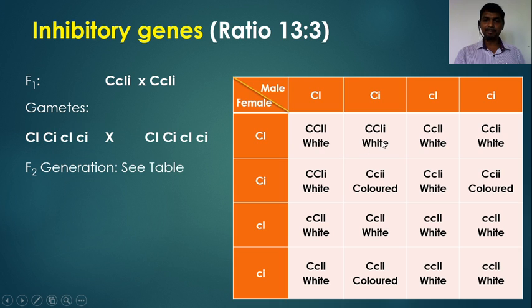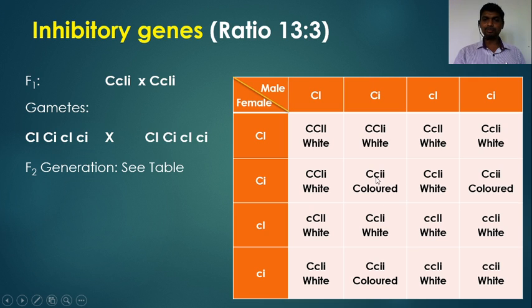Here is also the same case. The heterozygous inhibitory gene is present here, capital I, small i, while the dominant color-producing gene, capital C, is present here. It should be able to produce the color. But what happens in this case, because of this heterozygous I gene condition, this individual is not able to produce the color. It inhibits or suppresses the phenotypic expression of the color gene C. So the phenotype is white.